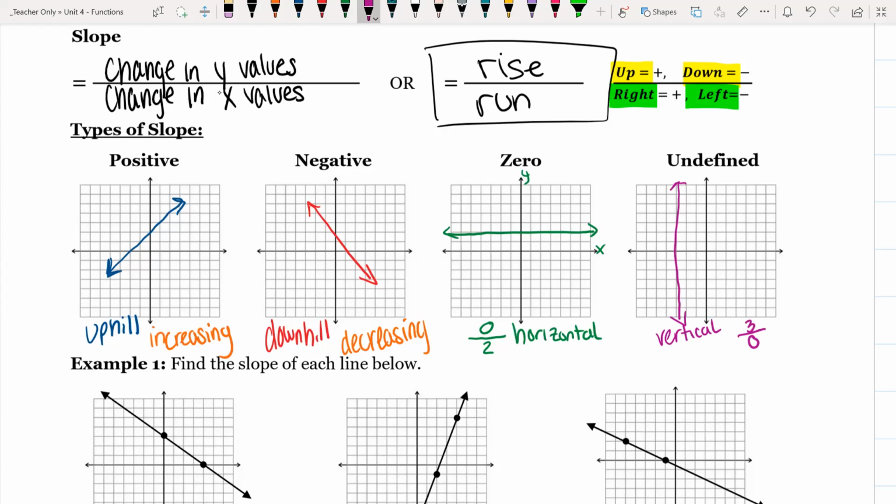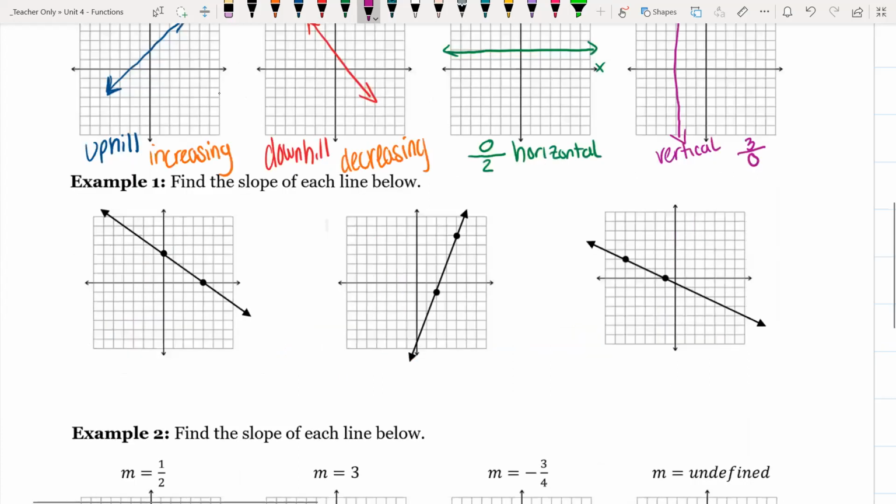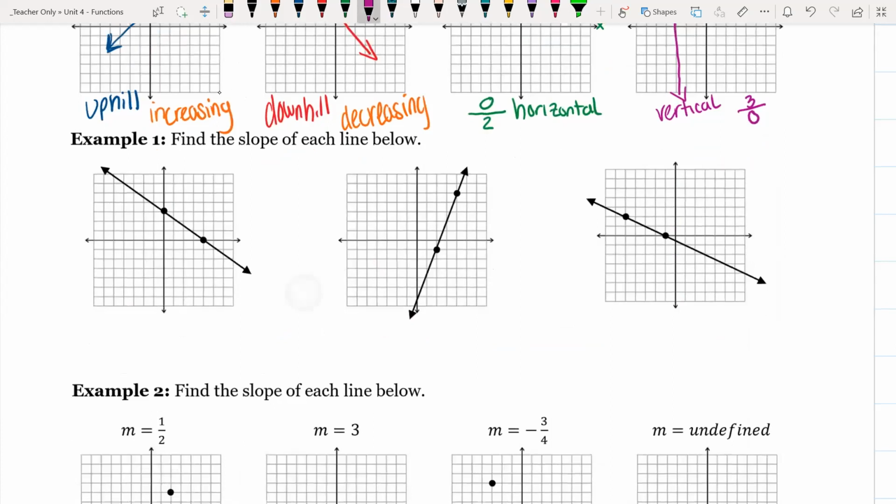On some things you may be asked, okay, describe that slope. Is it positive, negative? Is it increasing or decreasing? We'll talk about that in more detail, but let's first talk about looking at a graph and finding the slope, okay? In example 1, we have 2 points. We have this point and this point. And we want to figure out how far away they are. So remember, we do rise over run.